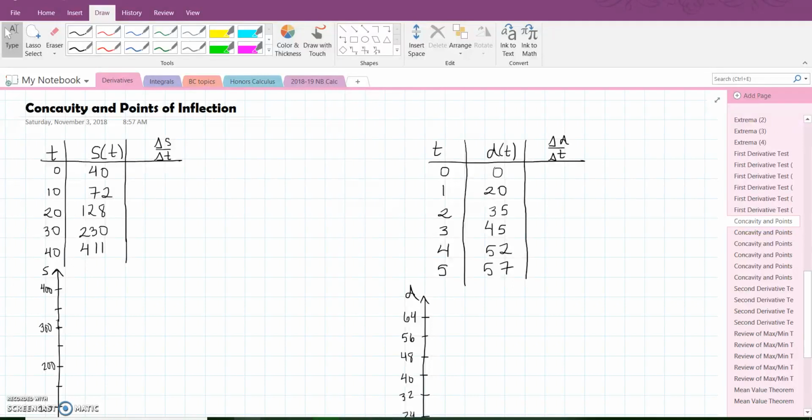This video is going to show you your third test. Your first test was extrema. Your second test was the first derivative test, and this is your concavity and points of inflection test.